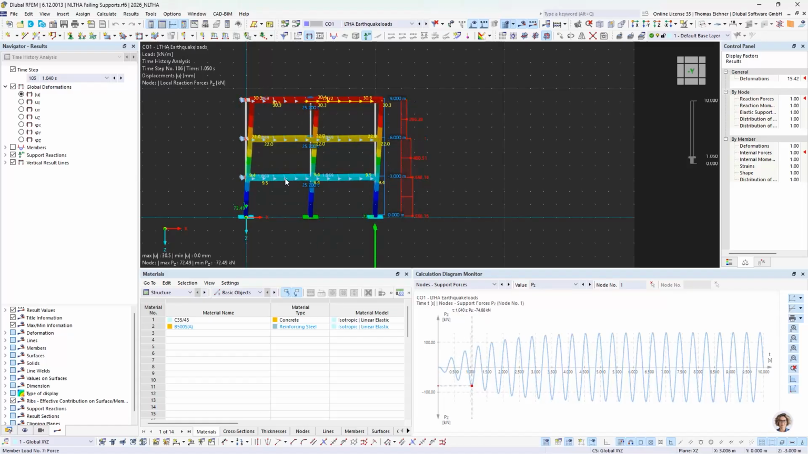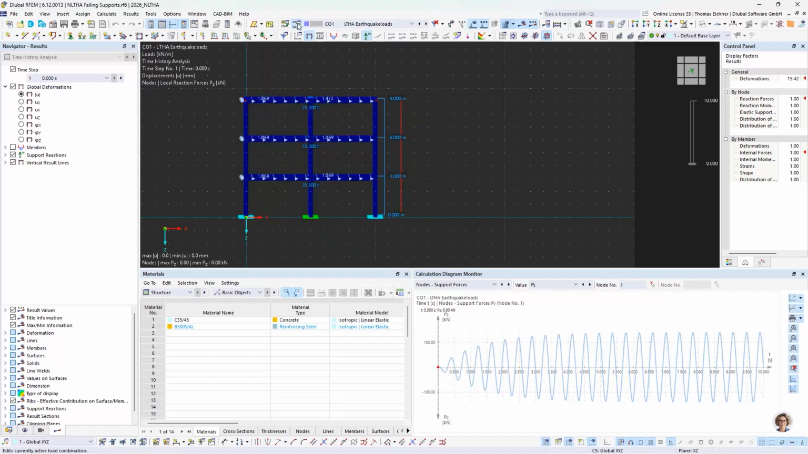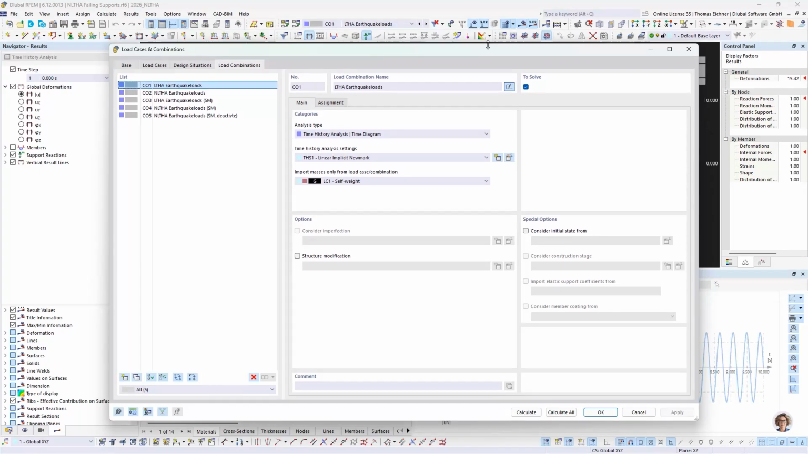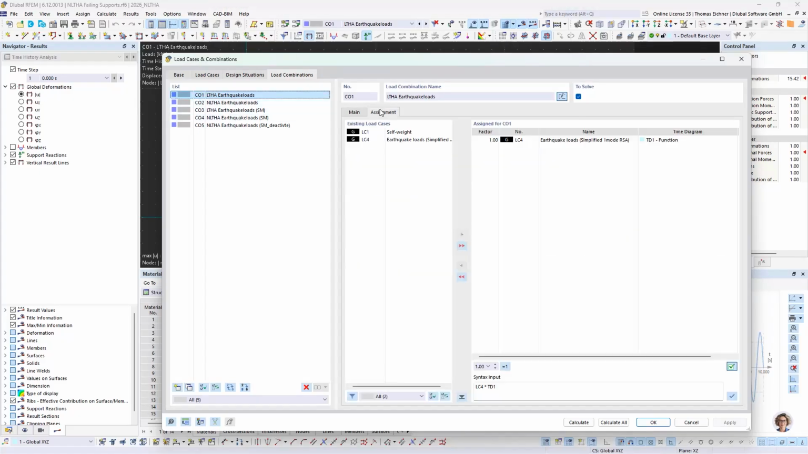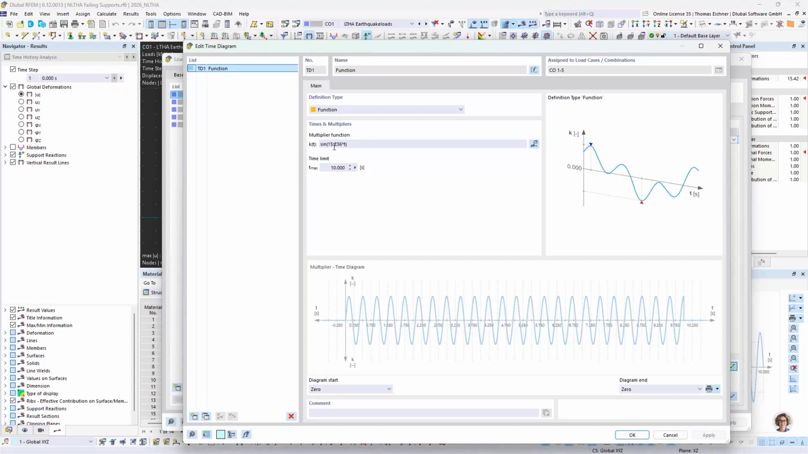What I did here is I just used time diagrams. I did quite some theory crafting, I would say, on this model. What I did is I just used the first mode. So the first mode of the modal analysis is used here.